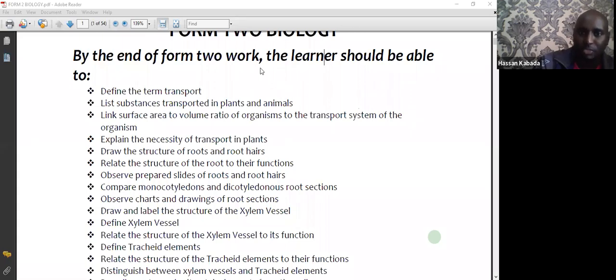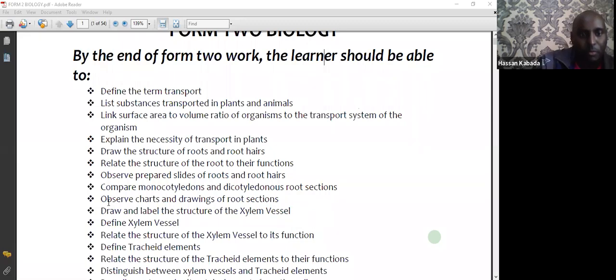So that's what we are expected to do by the end, or to be able to carry out by the end of this lesson. Then another one, observe prepared slides of the roots and the root hair, so that we are able to identify those parts you have mentioned. Compare monocotyledon and dicotyledonous root sections, and of course also the stem. Observe charts, drawings of the root sections, because those are from our notes. We are able to get that.